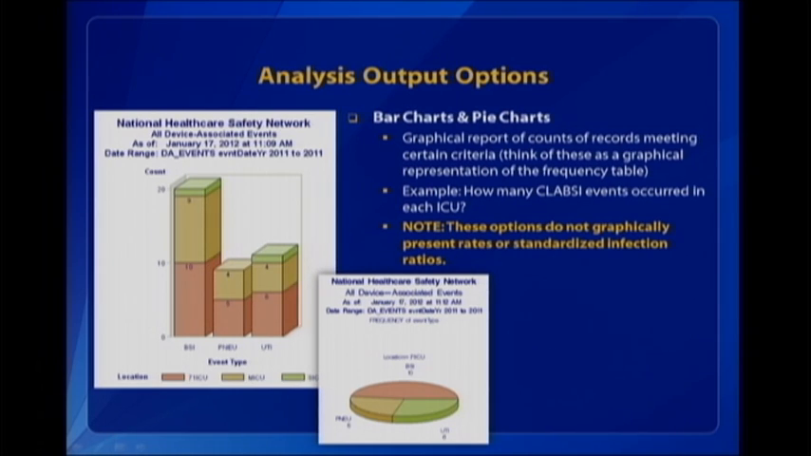We also have bar charts and pie charts. These are not exportable, meaning that you can't export these into, let's say, an Excel document. So they just show up in your web browser, and they will give you just counts of data. They are not graphically representing any rates or ratios, okay?